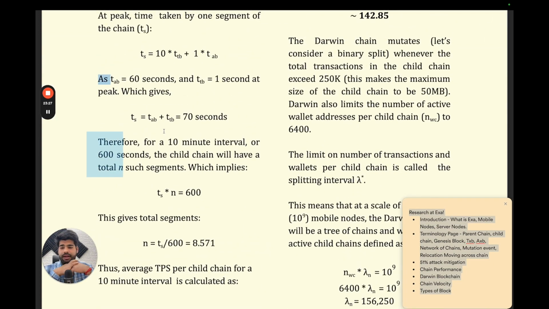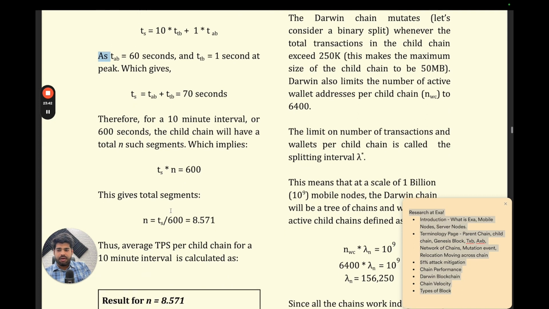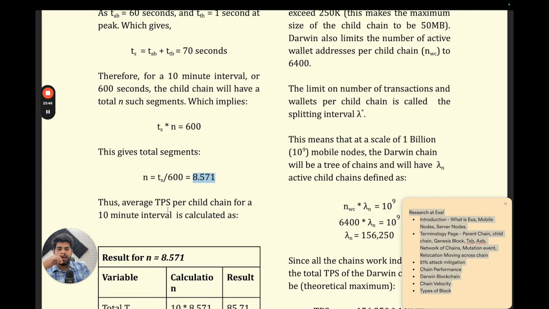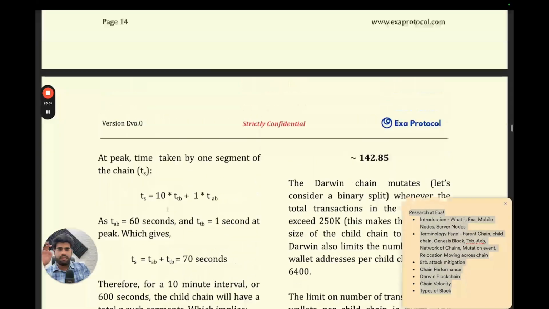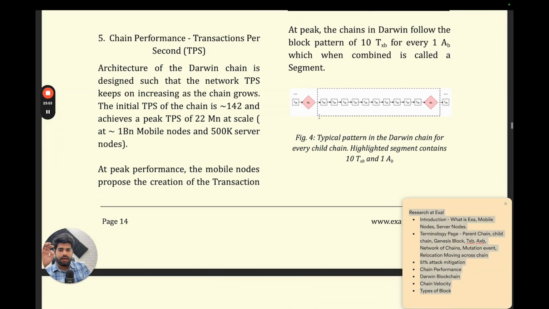Therefore, for a 10-minute interval, let's average it out. For a 10-minute interval, or a 600-second time frame, there will be approximately 600 divided by 70, which is about 8 segments. So we'll see 8 of these patterns in a matter of 10 minutes.